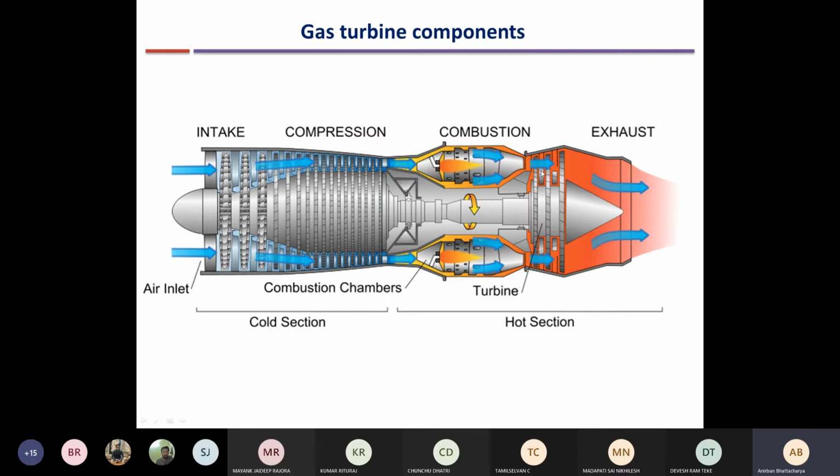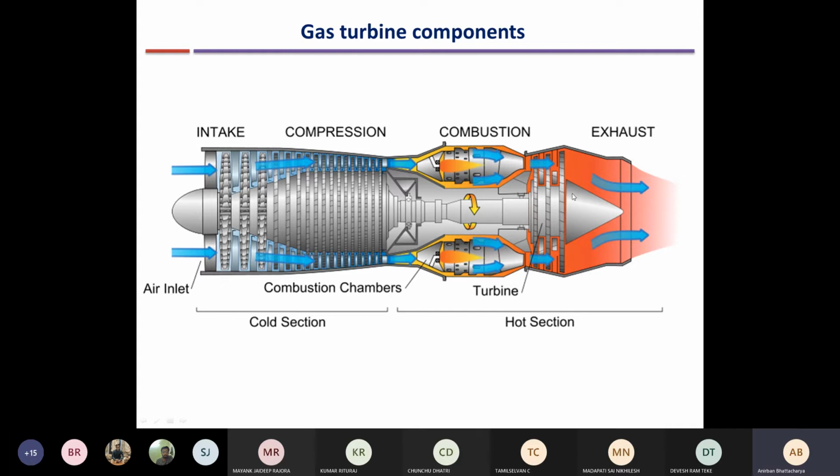Again, the gases pass through another set of stator blades, where the velocity is increased, and then again through the rotor blades. Again, the enthalpy is extracted as work output for the rotation of the shaft. So this is how it works.